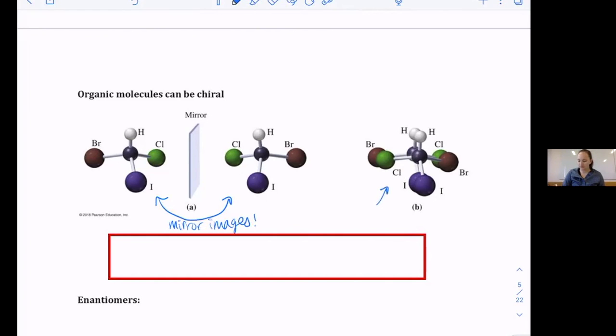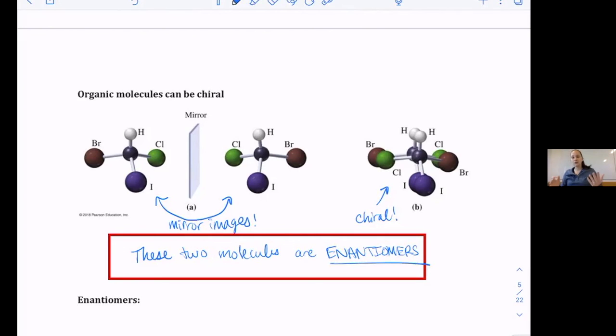So they're non-superimposable, so they are chiral. What these are called is enantiomers. So this is called enantiomers when you have two molecules that are non-superimposable mirror images. The relationship is called enantiomers.